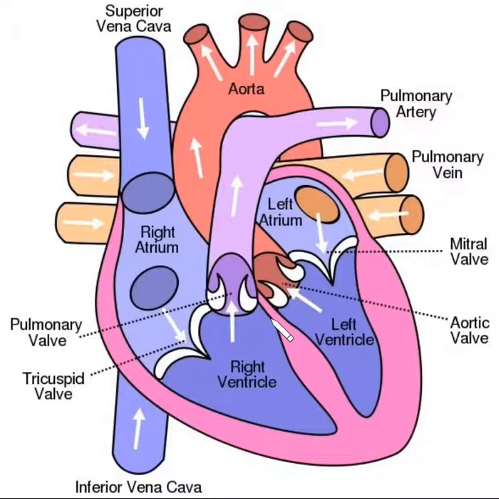The human heart is four-chambered. It consists of two auricles. This is the right auricle or right atria, and this is the left auricle or left atria. So it consists of two auricles and two ventricles. This is the right ventricle and this is the left ventricle.